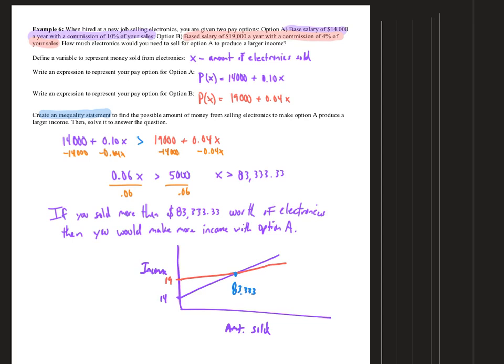So you can see that to the left, option B gives you higher values. To the right, option A gives you higher values. So again, that's that tipping point. If you're able to sell more than that 83,000, then you're better off in option A. If you're thinking you're selling less than 83,000, then you do better on option B. So there's something to think about. There's a different way to do it. Instead of writing an inequality, you could just graph it and interpret the graph.